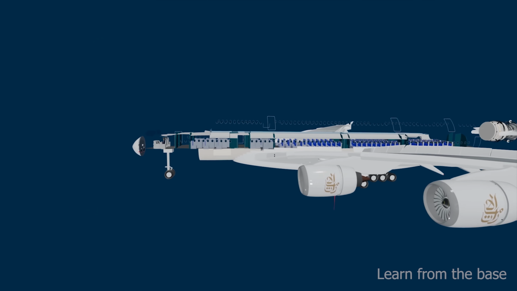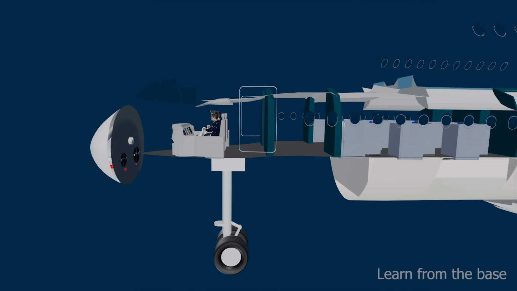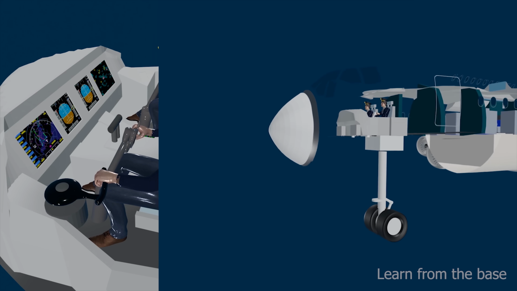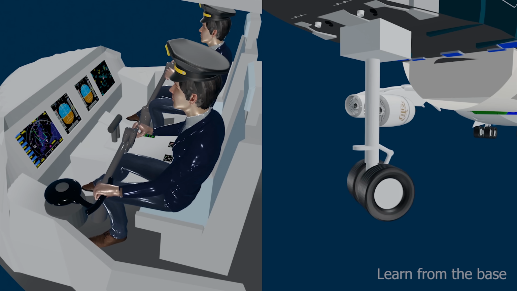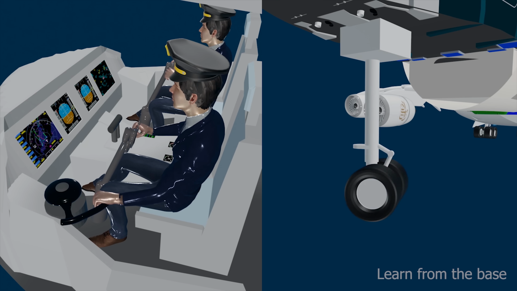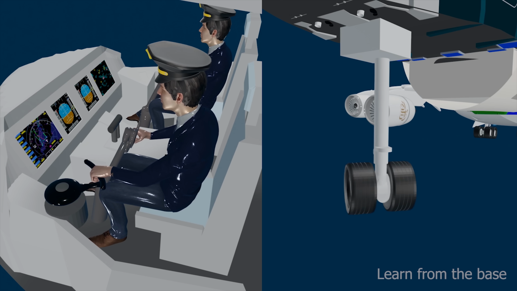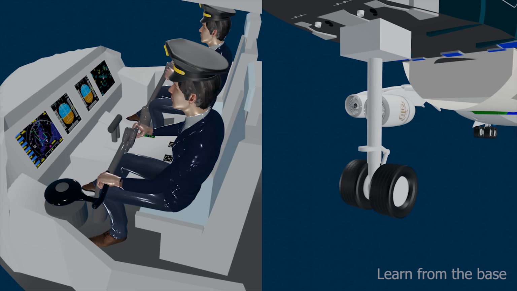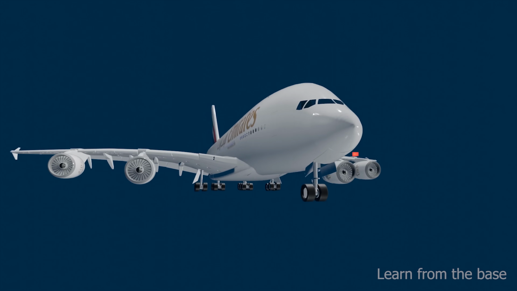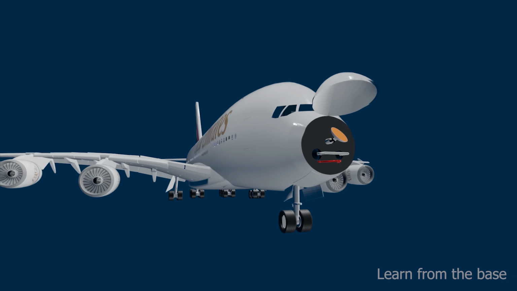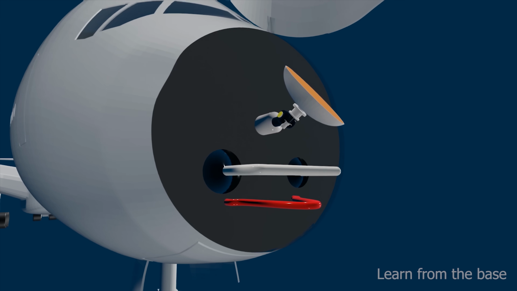Let's take a look at the aircraft nose landing gear. It is controlled by the nose wheel steering in the cockpit. It can rotate 90 degrees to the left and 90 degrees to the right. Let's see what is inside the nose of an aircraft. There are three components here.